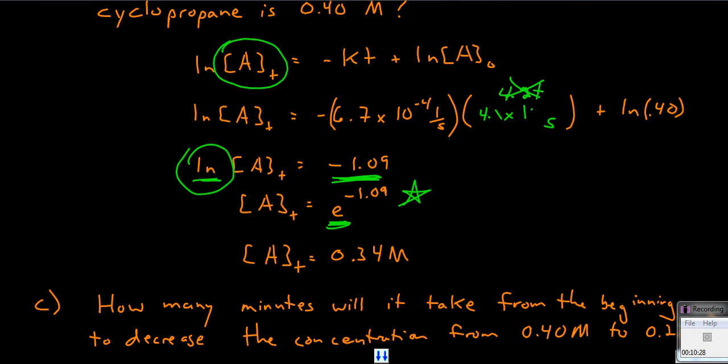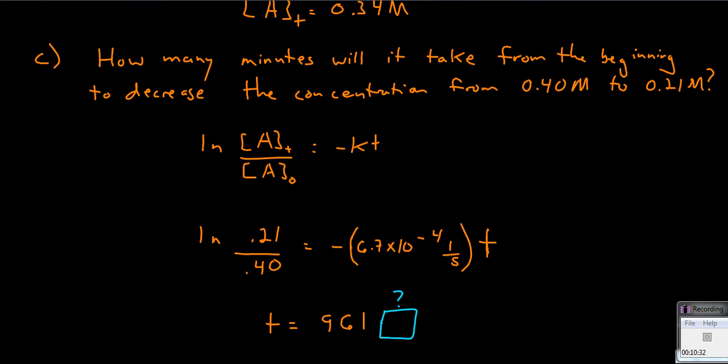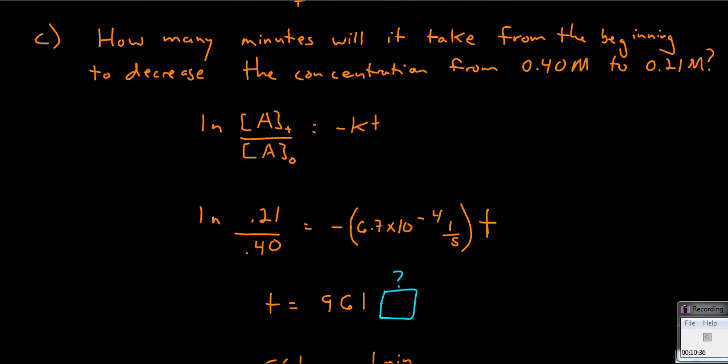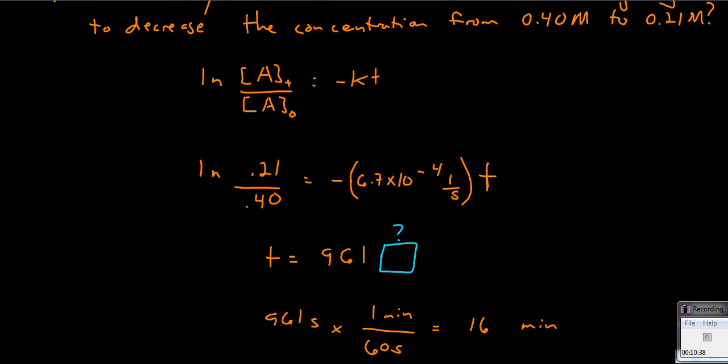Okay, next question. How many minutes would it take from the beginning of that reaction to decrease the concentration from 0.4 to 0.21 molar? So how long would it take? What is the time needed to go from 0.40 molar to 0.21 molar? So plugging in, you should find t, which is going to be 961 with units. Your only unit for time here is seconds. So how many minutes is that? Convert into minutes, that's 16 minutes.